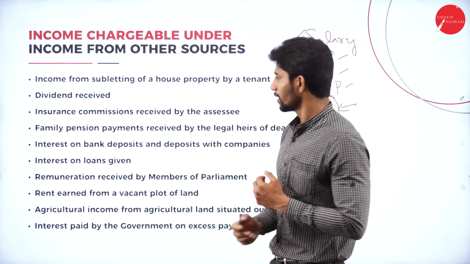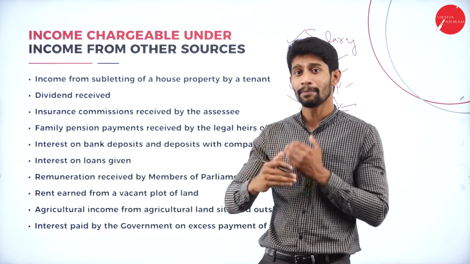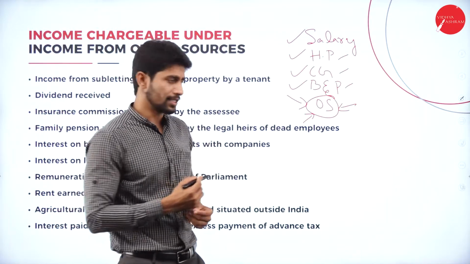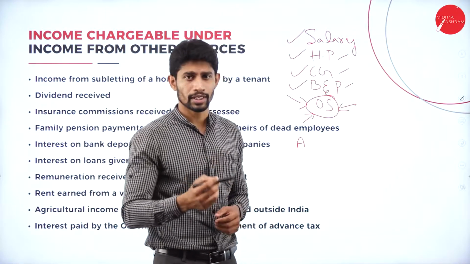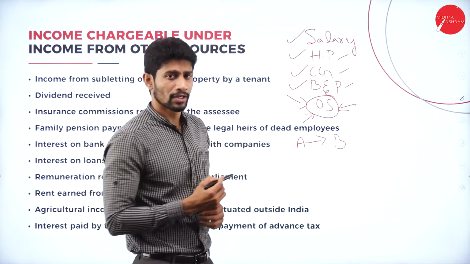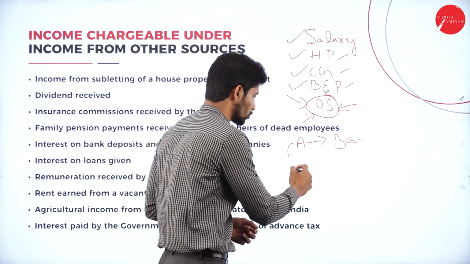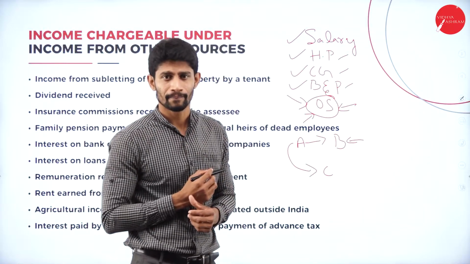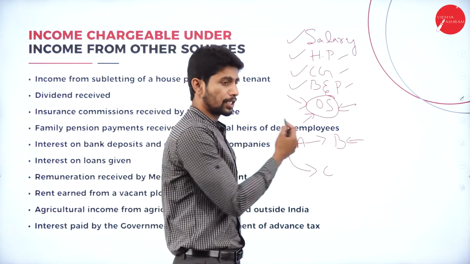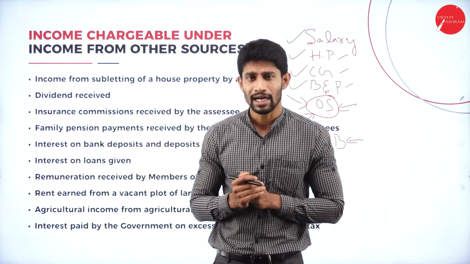If we look into that, the first income is income from subletting of house property by a tenant. Okay, subletting of house property. So what will the tenant do? A tenant takes a house property for rent, like Mr. A. Mr. A takes a property from Mr. B on rent basis. So the owner of the house property is Mr. B. But Mr. A lets out this property to Mr. C. The actual owner of the property is Mr. B. He lets out the property to Mr. A, who sublets the property to Mr. C. So in that scenario, this kind of income comes under income from other sources.